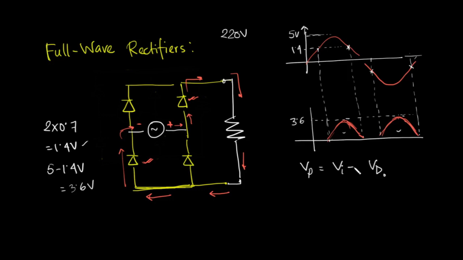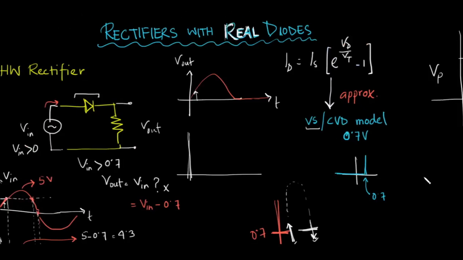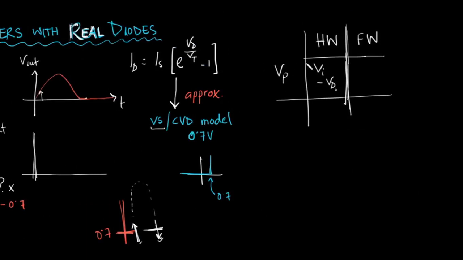Well, the peak of the output voltage will be Vi minus 2 Vd naught for a full wave rectifier. Okay, so let us include this data in the previous table that we have been maintaining. Vi minus 2 Vd naught.